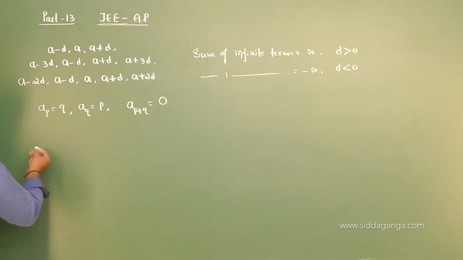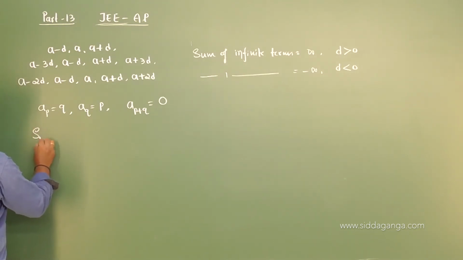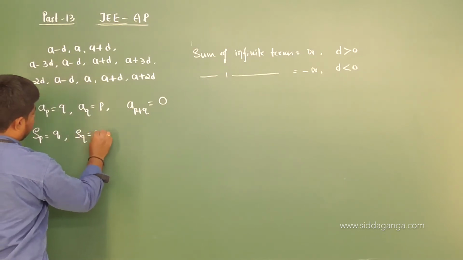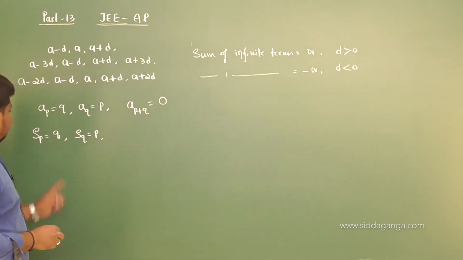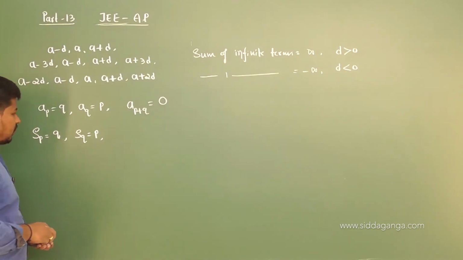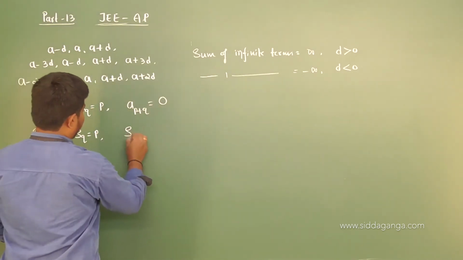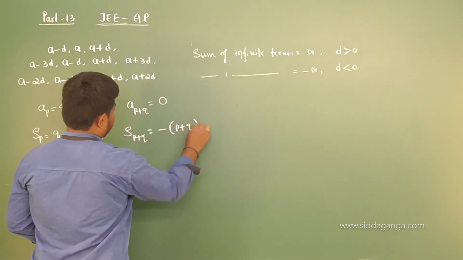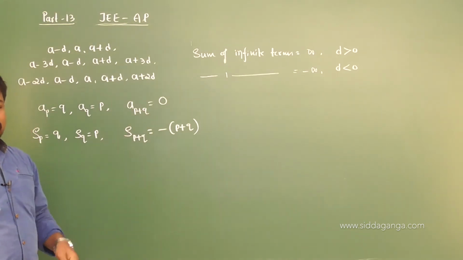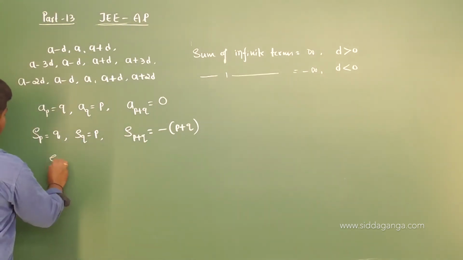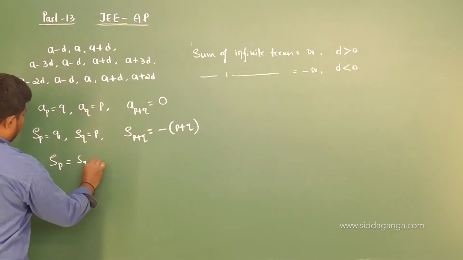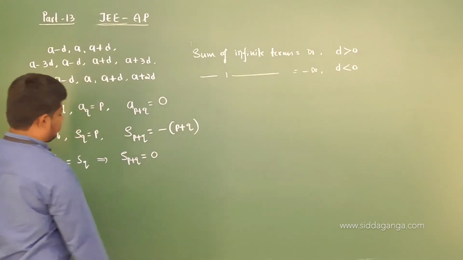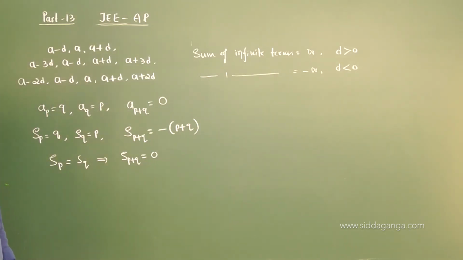Next, another result is, if the sum of p terms is equal to q and the sum of q terms is equal to p, then the sum of p plus q terms will be equal to minus of (p plus q). If the sum of p terms is equal to the sum of q terms, then the sum of p plus q terms will be equal to 0. It is also an important result.